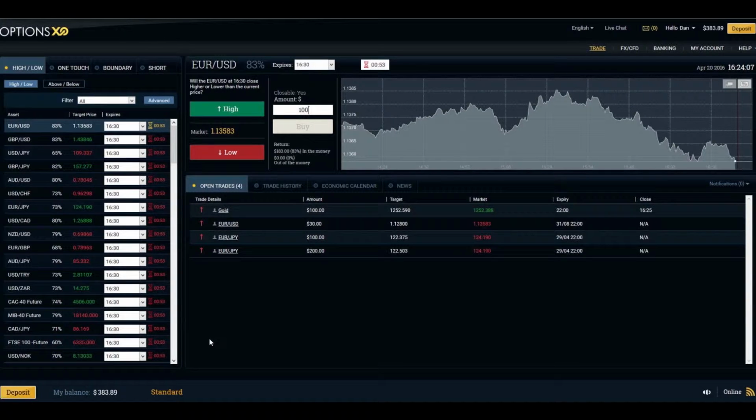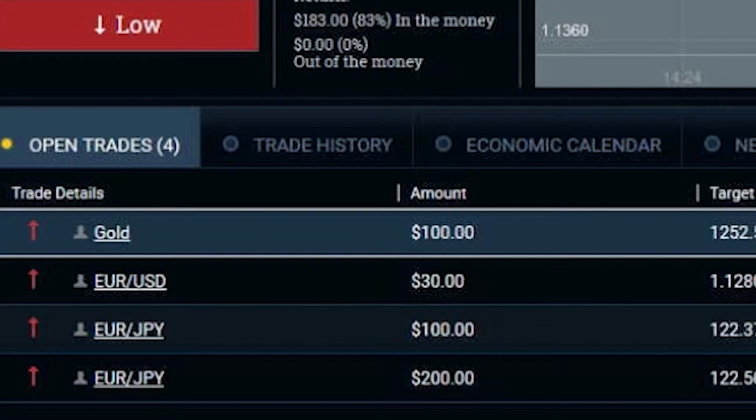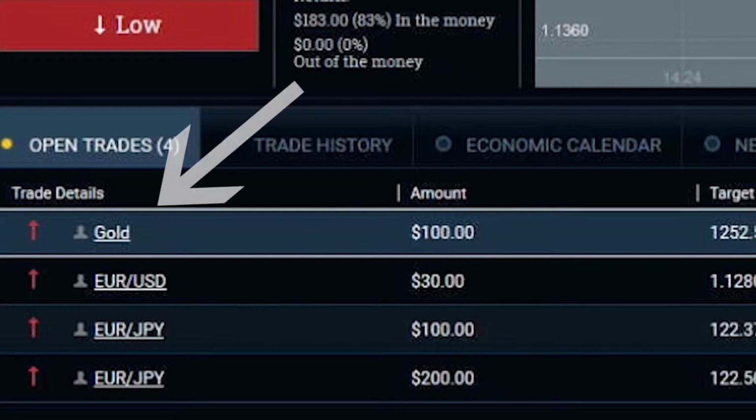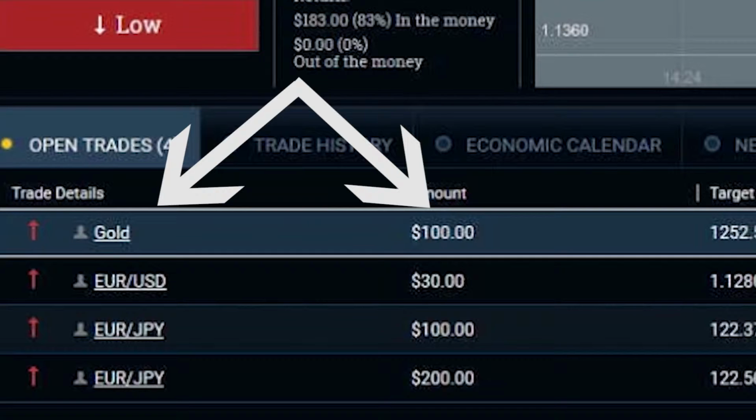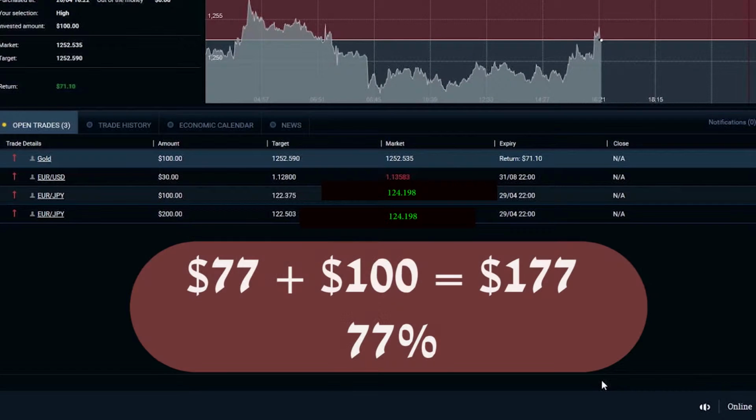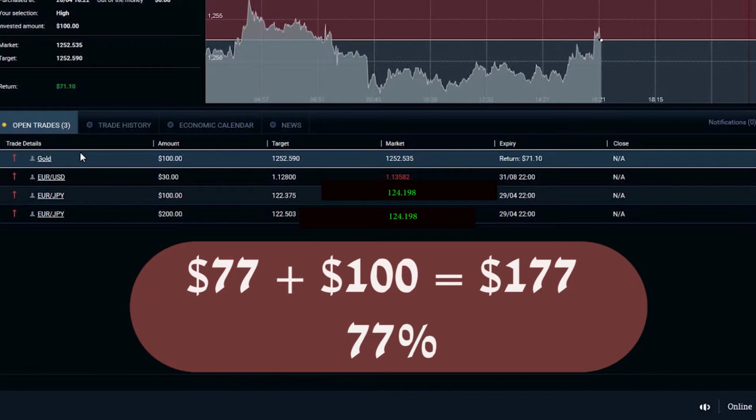By default, when we enter the platform, the window is set to show our open trades. Right now, we have 4 open positions, including the one we just opened, a high option on gold that we opened with a $100 investment. The closer we get to the expiry time, or else the more the market goes in our favor, the higher the payout will get. The maximum profit on this asset is 77%. We'd get $77 plus our initial investment so long as the market value remains below our target rate.